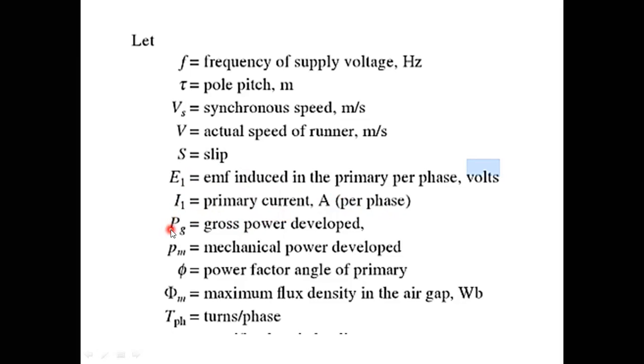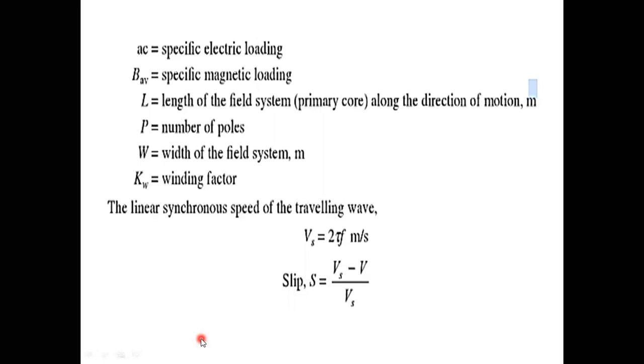Next, P suffix G is the gross power developed, and P suffix M is the mechanical power developed. Phi 1 is the power factor angle of the primary, and phi M is the maximum flux density in the air gap in Webers. T phase is the turns per phase, and A C is the specific electrical loading.